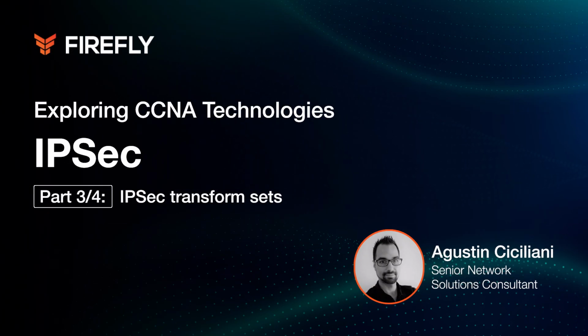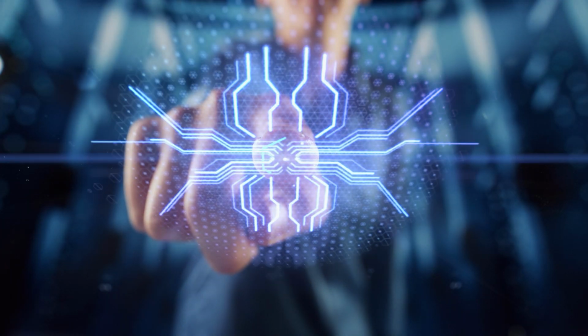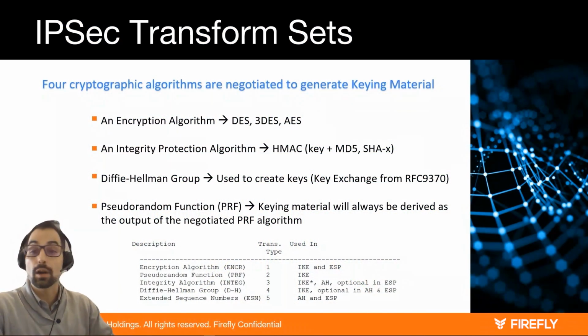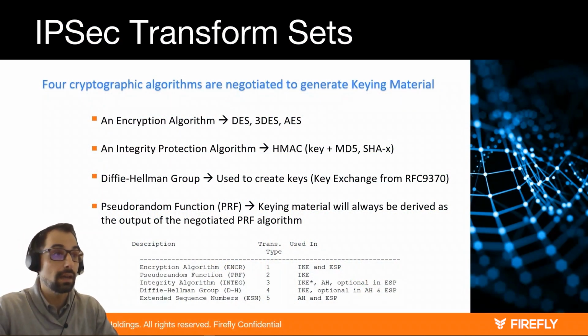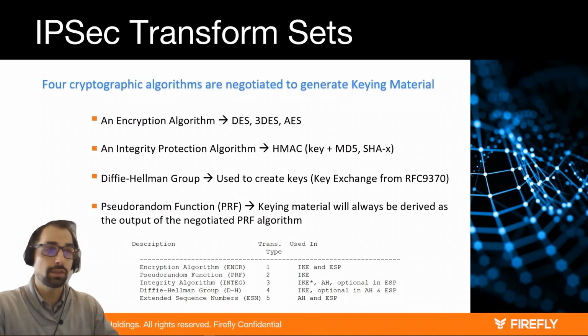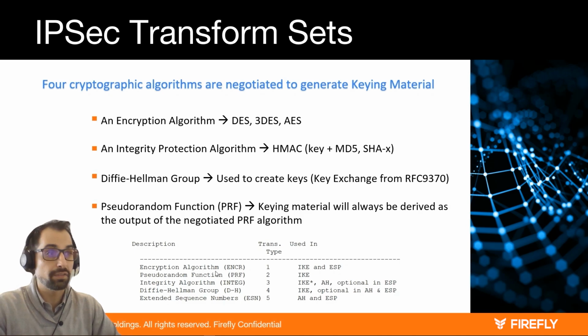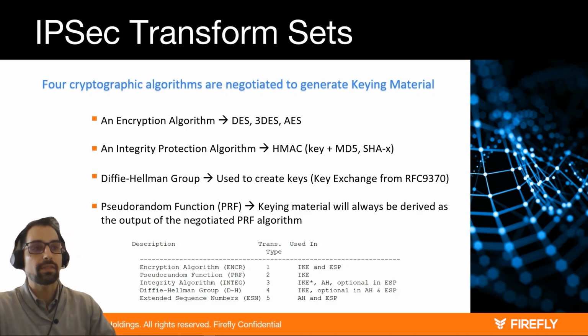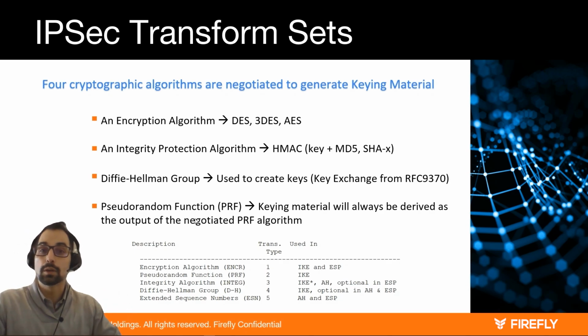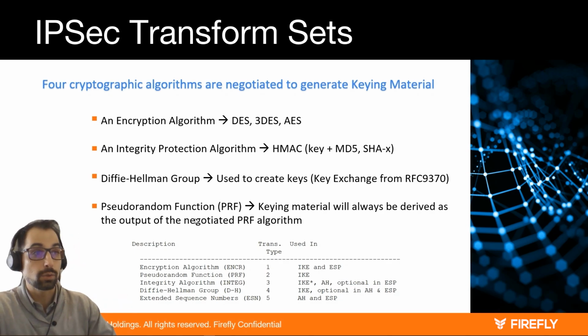Okay, guys, so we start seeing a little bit about IPSec transform sets, as they are called in Cisco IOS configuration, or just transforms in RFCs. Also, each of them has a different transform type, depending on the type of algorithm that we're referring to. By the way, we have 4 cryptographic algorithms that are going to be negotiated during those IKE security associations.